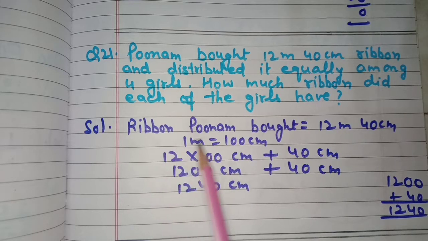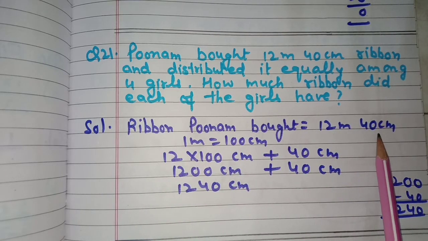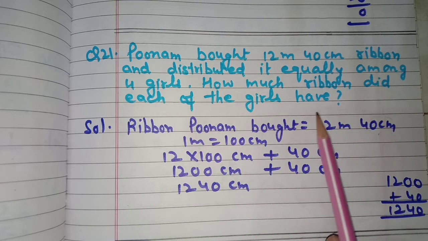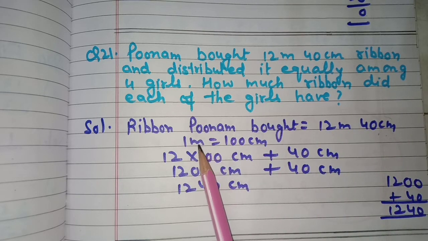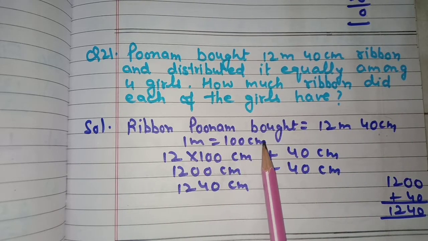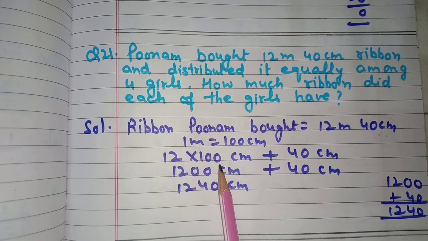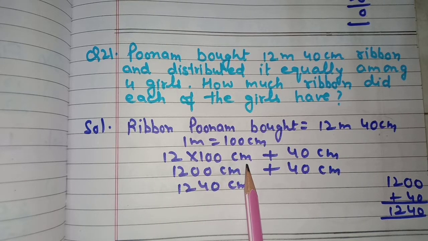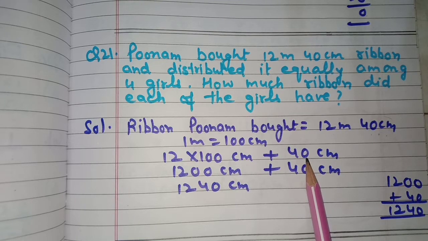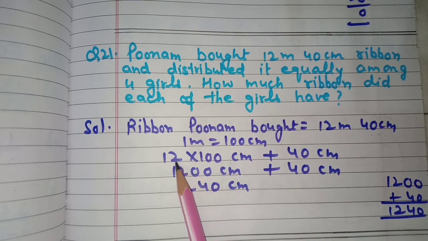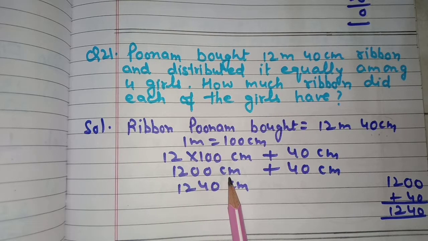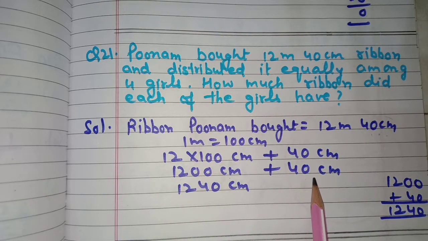So ribbon Poonam bought, it is 12 meter 40 centimeter. Now we will convert this into centimeters. We know 1 meter is equal to 100 centimeter. So we will multiply 12 by 100 to convert it into centimeters. 40 is already in centimeters, so it will be added to this number. Now 12 into 100 is 1200 centimeter plus 40 centimeter will be written as it is, and in the last step we will add 1200 centimeter and 40 centimeter.